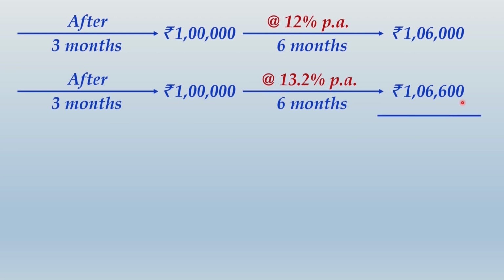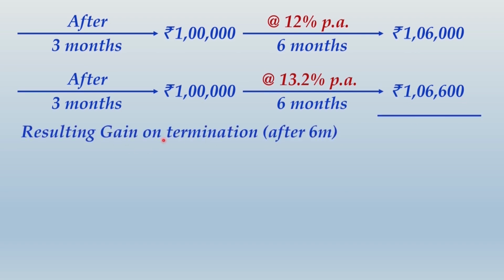So basically, what is the gain resulting on termination, that is after 6 months? So after 6 months, because of FRA, you have made a net saving of rupees 600. Are you following the simple calculation? Now, if this is the gain, when is this gain going to arise? It is after the borrowing is completed, right? Because interest is payable always at the end. If interest is payable at the end, this 600 of gain you are making at the end of 6 months.